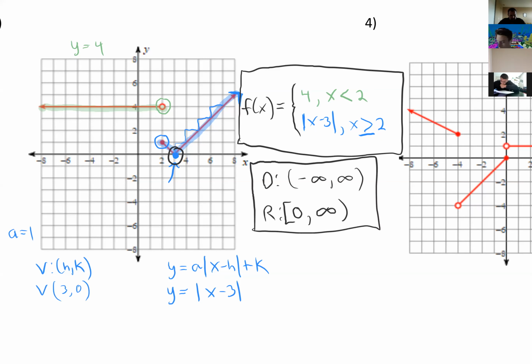Mr. Morrison, what would be an example when it does have a highest point? Maybe like a parabola, something like this. If it goes like this.